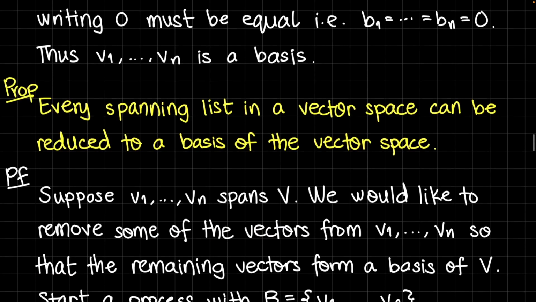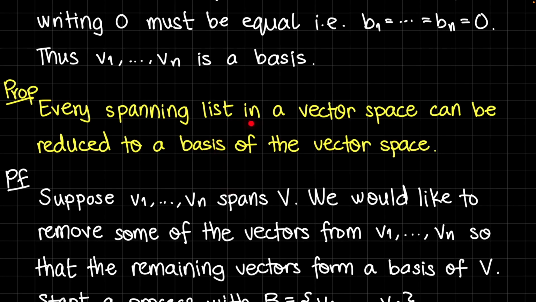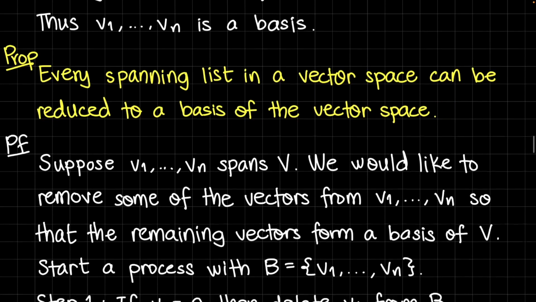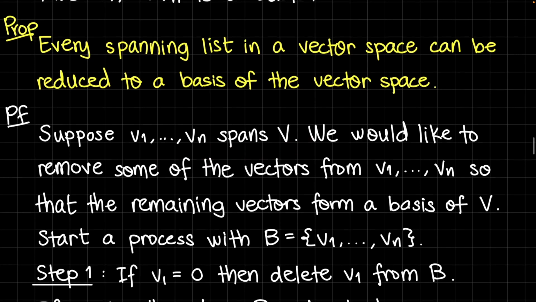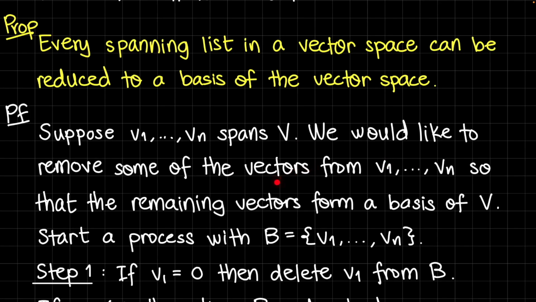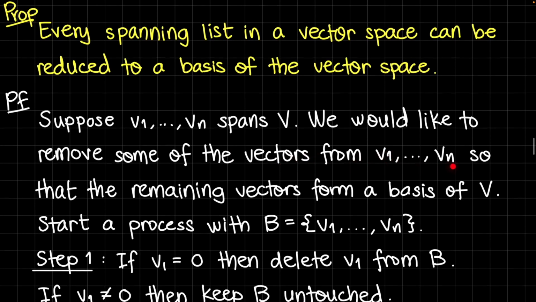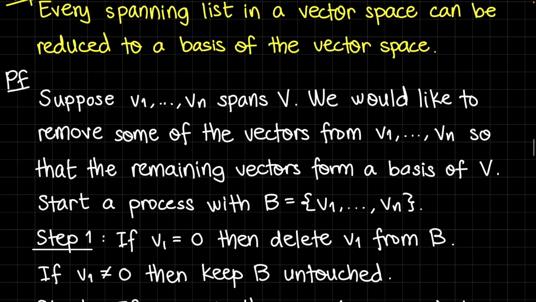Proposition, which is important to us: every spanning list in a vector space can be reduced to a basis of the vector space. How will we do that? Suppose V1 through Vn spans capital V. We would like to remove some of the vectors from V1 to Vn so that the remaining vectors form a basis of V. So let's begin a process where we set the list of these n vectors, call that B. So B equals the list V1 through Vn.